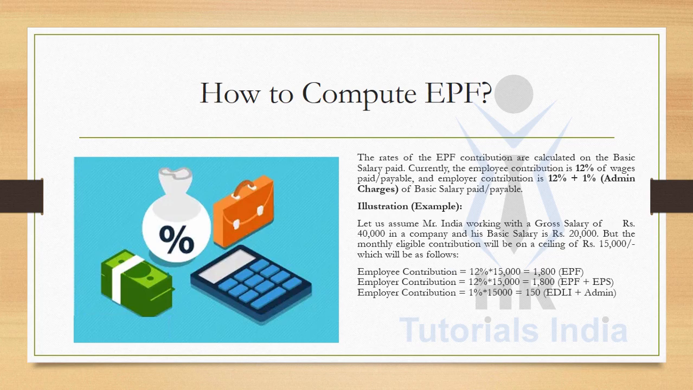Employee contribution is 12% of 15,000, that is 1,800, which goes towards Employee Provident Fund. Employer contribution is 12% of 15,000, that is 1,800, which goes towards Employee Provident Fund and Employee Pension Scheme. Finally, 1% of 15,000, that is 150 rupees, is an extra amount paid by the employer towards EDLI and admin charges. Total contribution paid is 25% of 15,000, that is 3,750 rupees.